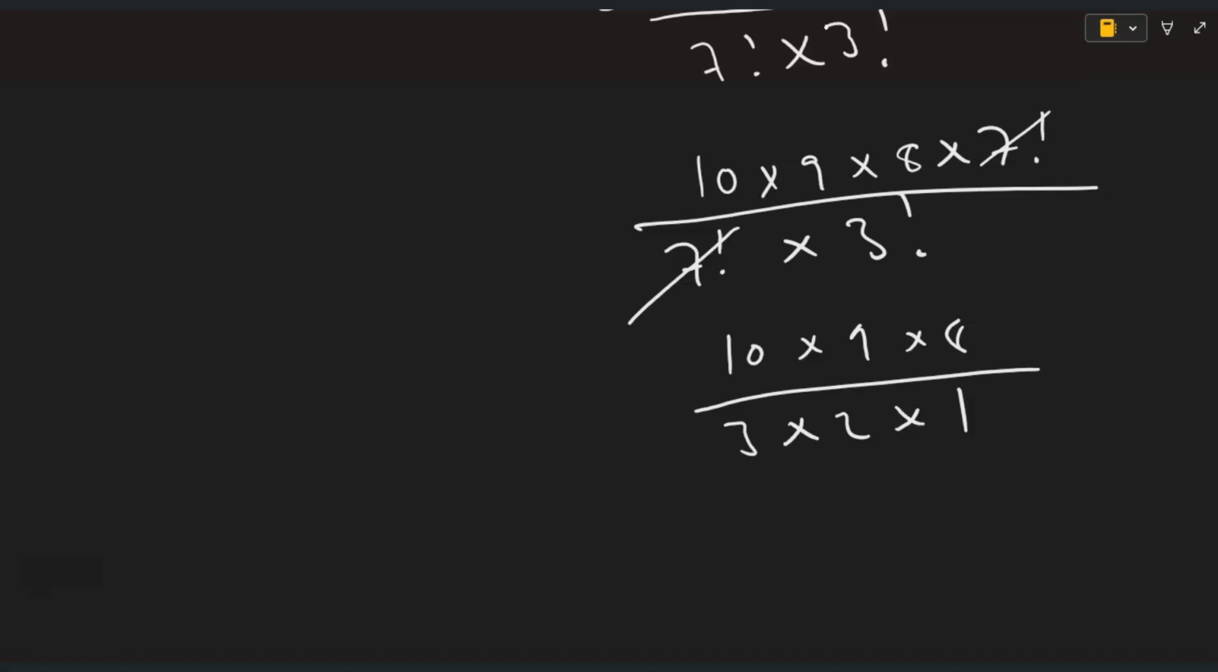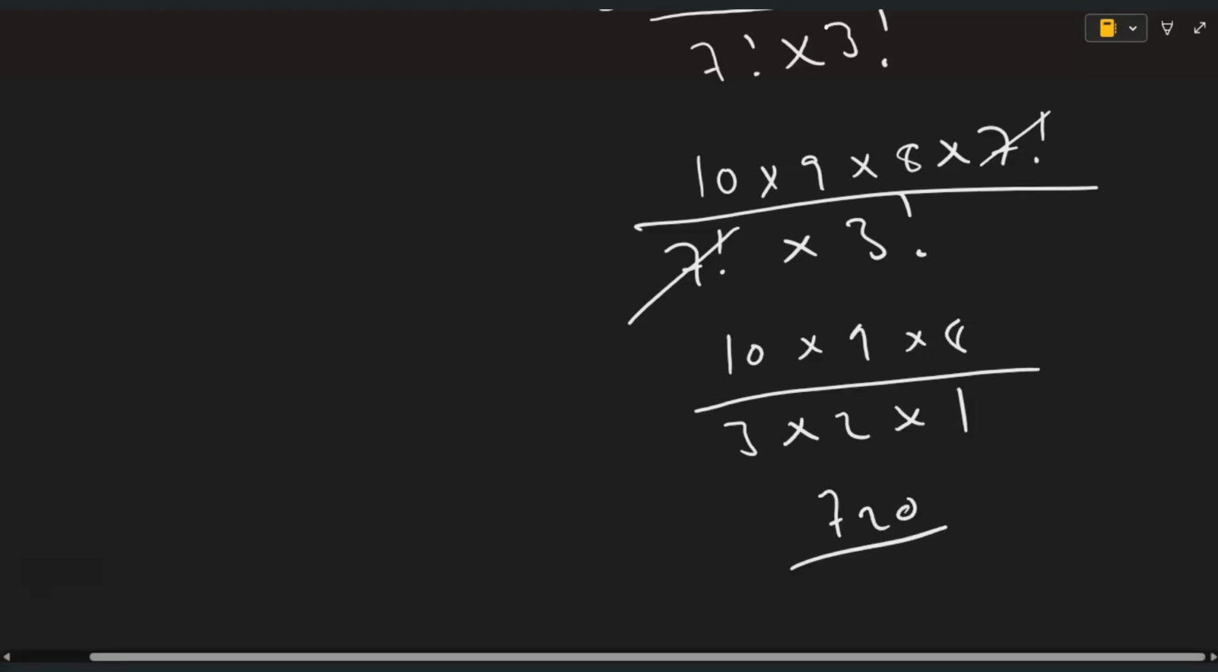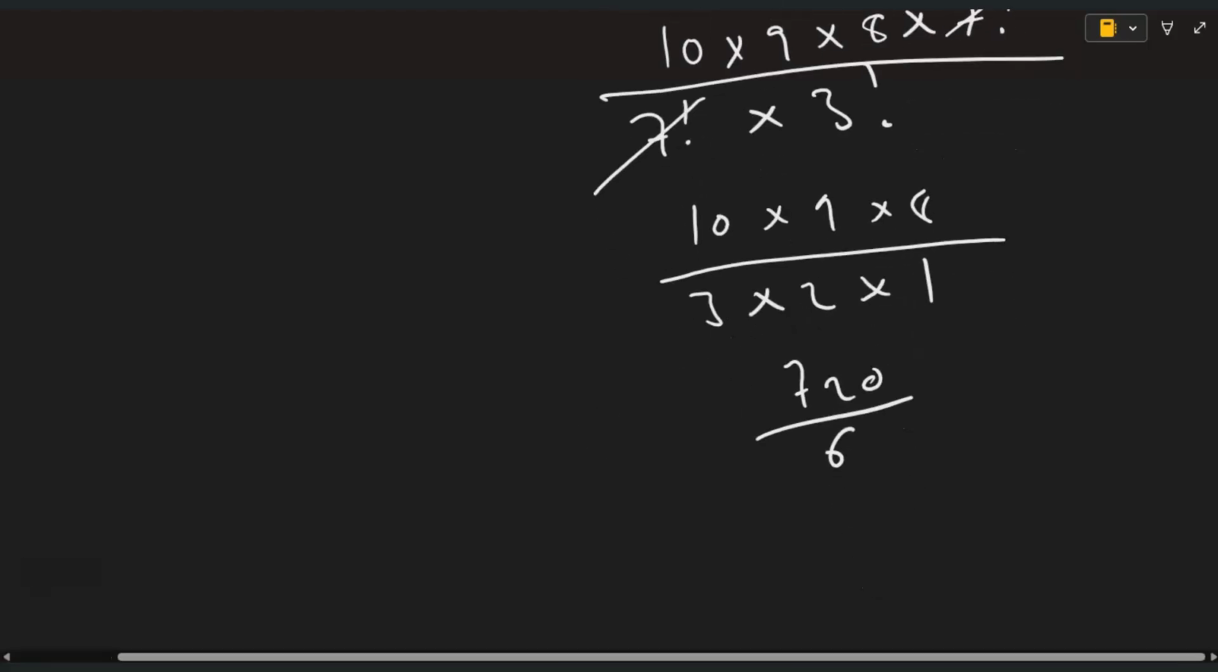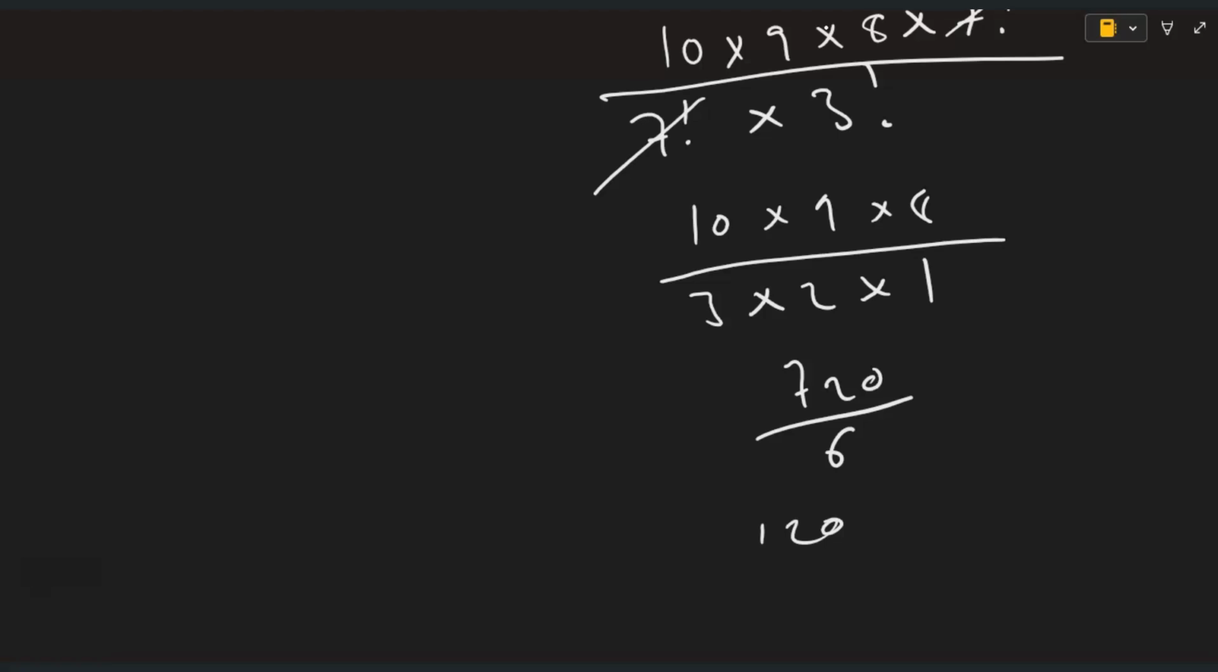Then we are going to have 10 multiplied by 9 multiplied by 8, giving us 720, divided by 3 times 2 is 6, times 1 is 6. So we are going to divide that by 6. We are going to have our final answer as 120. So meaning you have 120 selections from the 10. This is the number of selections you can have of 3 candidates from the 10. So basically, this is the general idea about combinations.